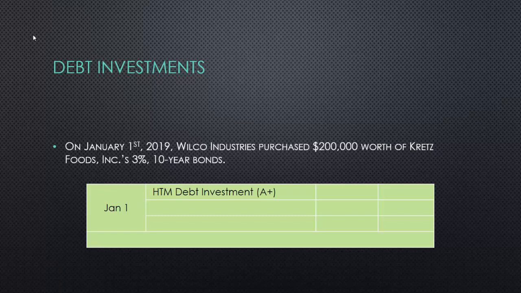We need to put that asset on the books for the price that we paid for it, which is $200,000. And again, how do we pay for it? We paid for it in cash. We purchased a Kretz food bond.